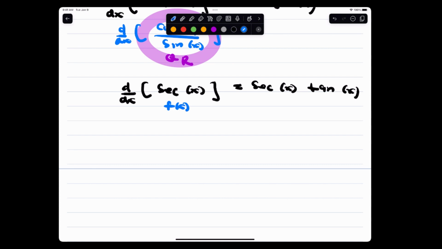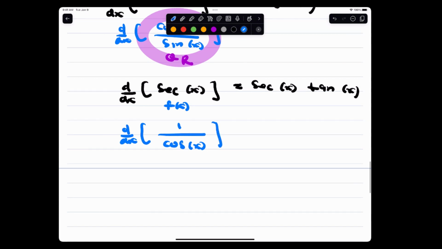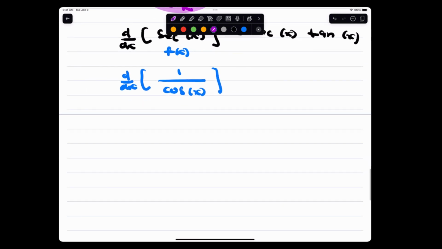Okay. So if your function is secant, do you guys know what you replace that secant with? 1 over what? 1 over cosine. And then what do you use? Quotient rule. Okay, you're going to use quotient rule here.